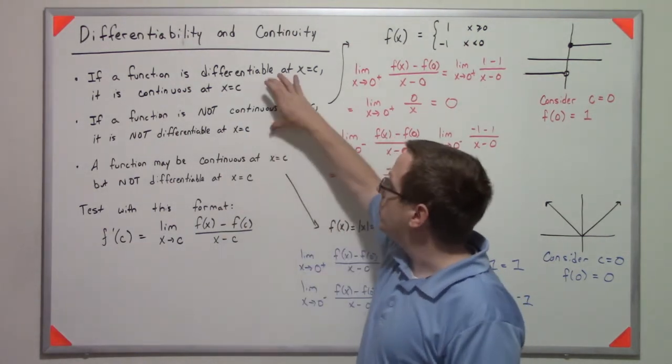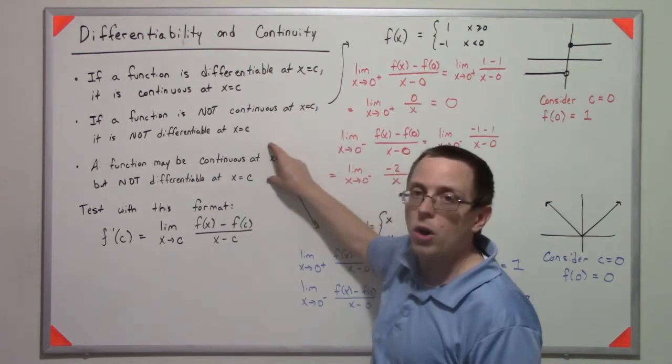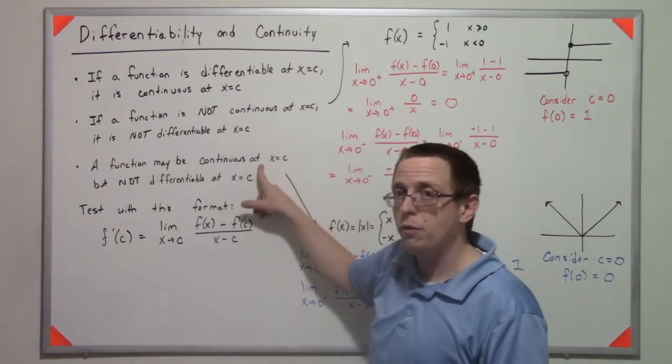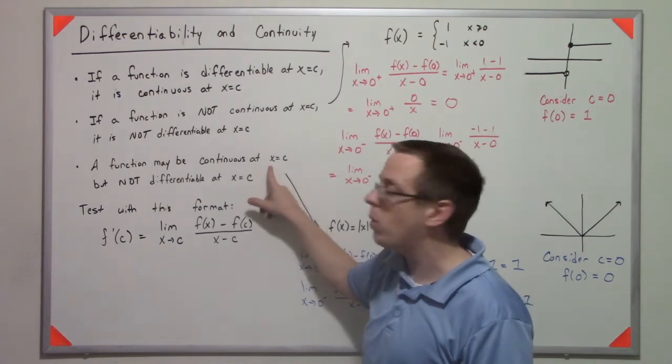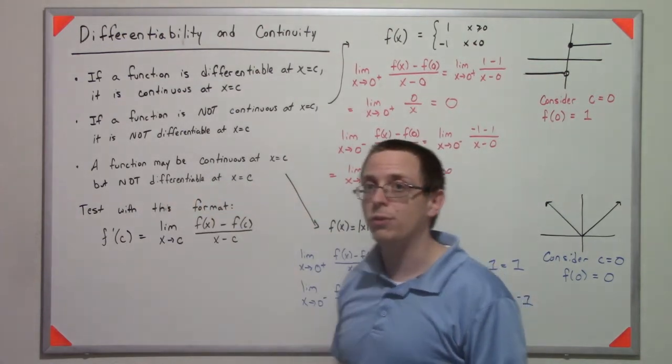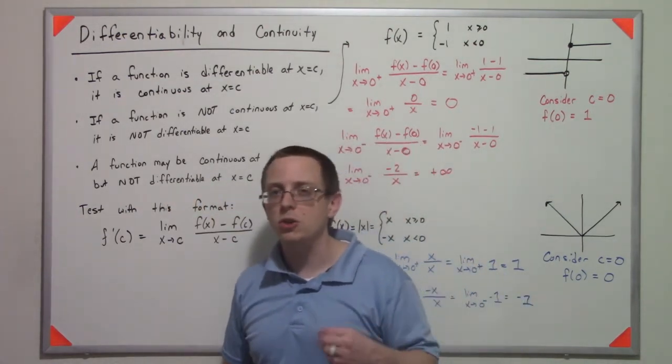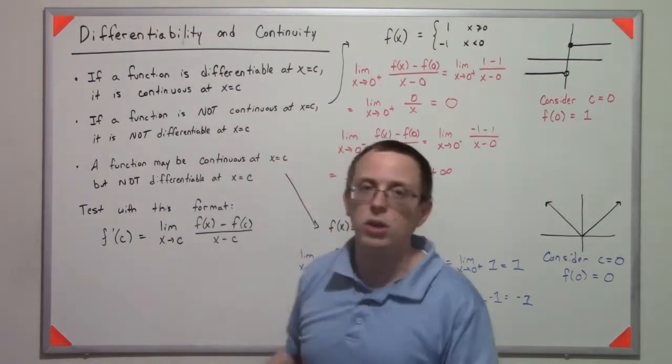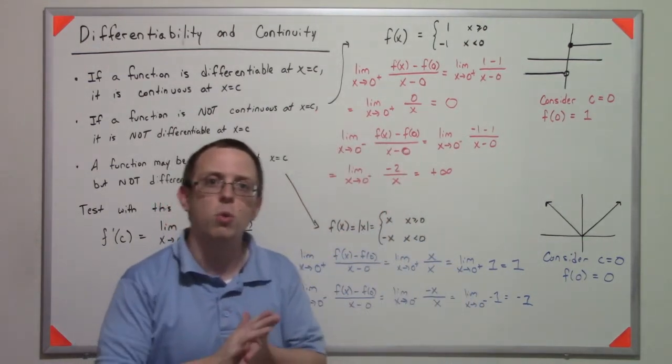However, looking at that, there is an open option here, which is that you can have a function that's actually continuous at a point, but is not differentiable at that point. So that's a really interesting result. And for these last two, we're going to do some examples to show that result.